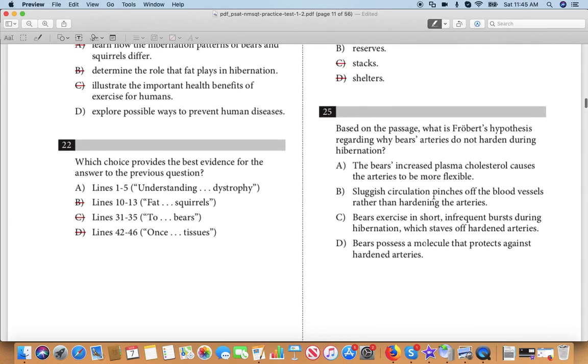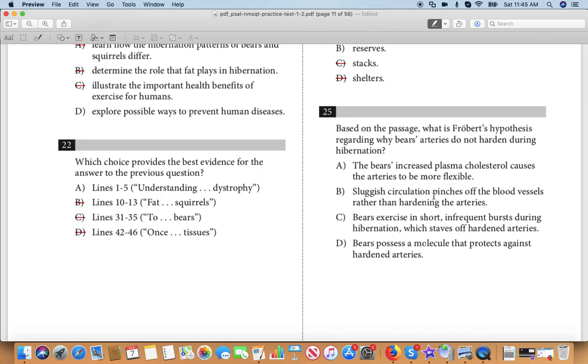Question 25. Read it. Based on the passage, what is Frobert's hypothesis regarding why bears' arteries do not harden during hibernation? Before we even answer the question or look at the answer choices, do you remember what Frobert's hypothesis is? What's a hypothesis, by the way? It's like an idea of what you think is going to happen.